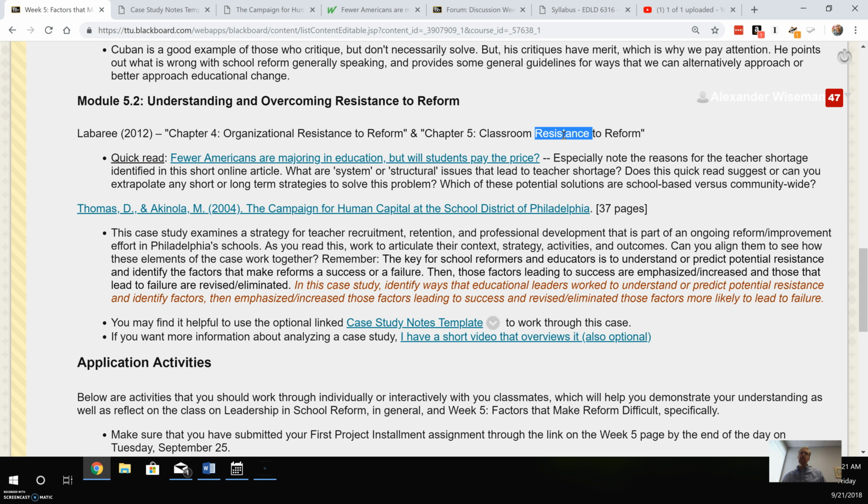And so what you get to do in this Larrabee reading, or these Larrabee readings, since it's 2 chapters, is really think about what are the ways that Larrabee identifies resistance. What are the factors or the characteristics of resistance that occur in these 2 chapters, looking at either organizational or classroom resistance? And how do we articulate that? Again, we're trying to identify what the obstacles are.